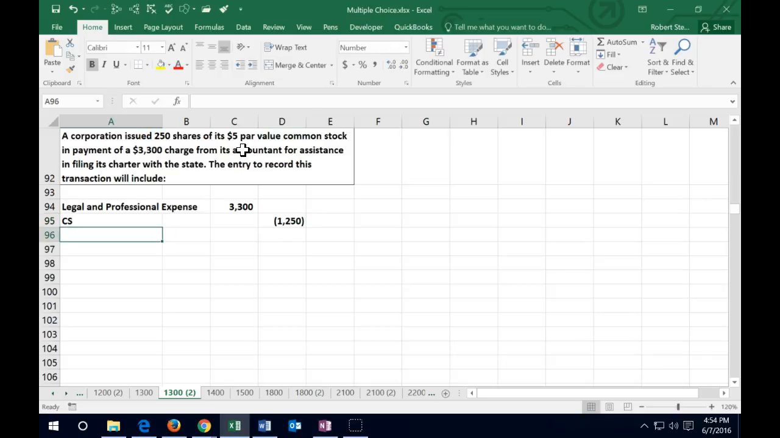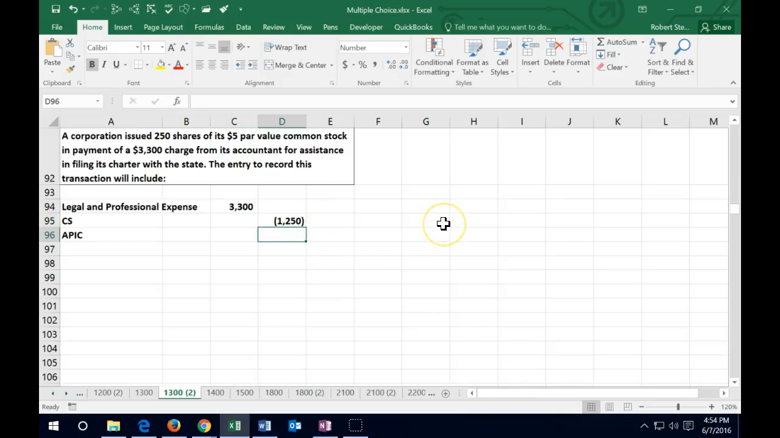Now, of course, the debits do not equal the credits here because, once again, that 250 times 5 is just an arbitrary number that we're going to issue the stocks for, and we've got to put the difference into an account called additional paid in capital. So I'm not going to type it all out, but it's additional paid in capital. And so we're going to say that's going to be the plug. 3,300 minus the 1,250 means we have an excess of additional paid in capital of 2,050.